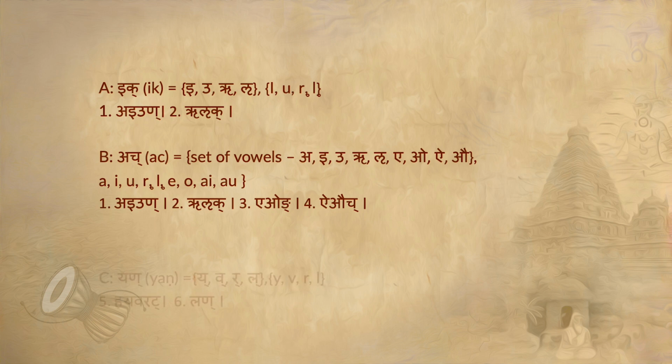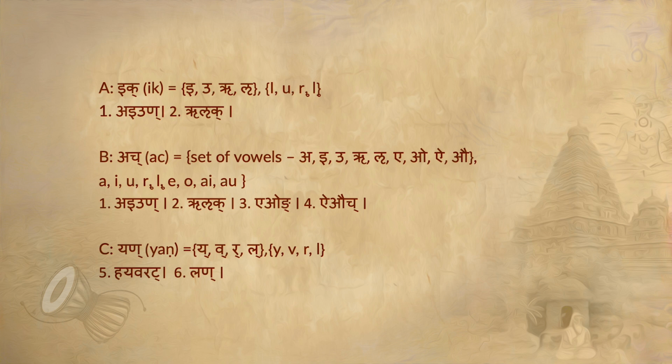Then there is something called Yan. So Yan is from Hayavarat and Lan. In the Maheshwara Sutra, the 5th sutra is Hayavarat, the 6th sutra is Lan. So Yan means you have to start from here and go up to this, which is Ya, Va, Ra, La. You have to ignore the terminal consonants; they are not required. So what you have is Yan means Ya, Va, Ra and La.